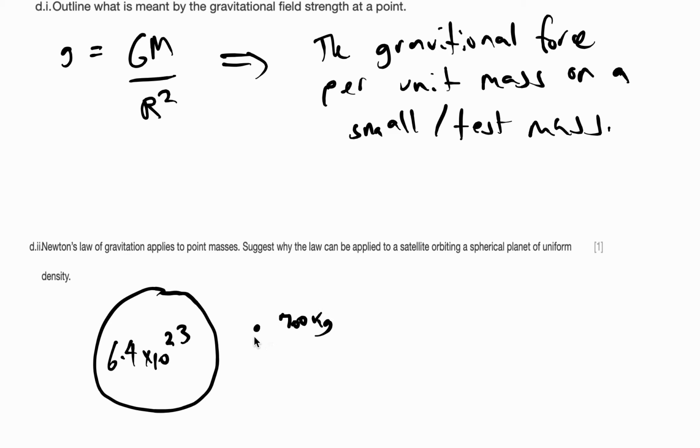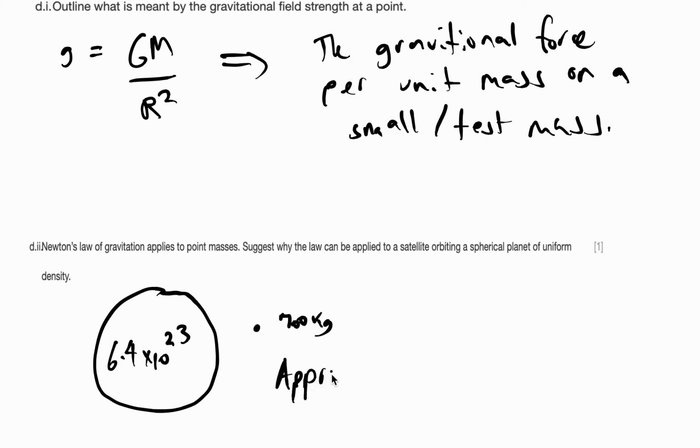Compare the masses to each other. Are they anywhere comparable? No, right? To this big Mars, or to the big planet, this satellite's mass is nothing but a test mass and nothing but a point mass. It's really not comparable, and hence that's why we can use this law for satellites orbiting spherical planets, because the masses are just not comparable. It's just so small. It approximates to a point mass.